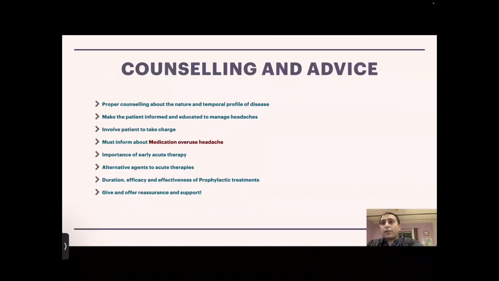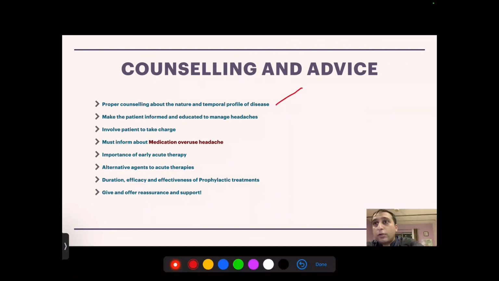It's really important that you give the patient good counseling and good advice about the temporal profile of the disease, what you are expecting is going to happen when they start the medication. Ask them to make informed and educated decisions to get rid of their headache. Let them choose the medication and give them options. Must avoid medication overuse headache.